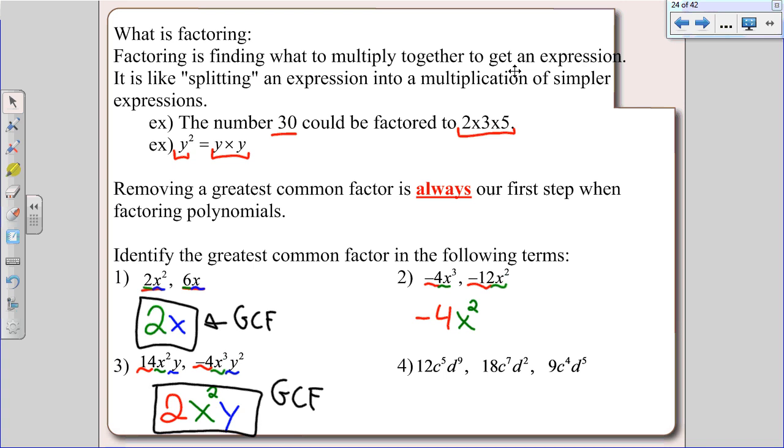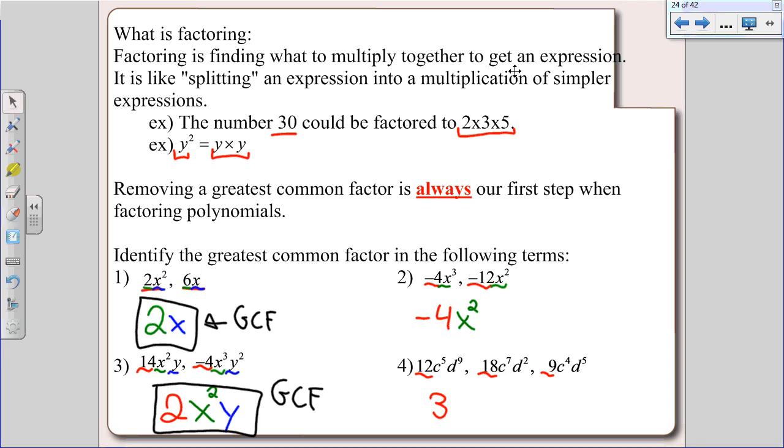Number 4. This time, you have 3 things to look at. So when you're comparing numbers and letters, you have to compare all the numbers. So I need to find a number that divides into 12, 18, and 9. What is it? 3 can divide into all those. Is 3 the biggest number that can divide into all those? It is, right? So that's the greatest common factor for the coefficient. 3 is the biggest number that goes into all of them.